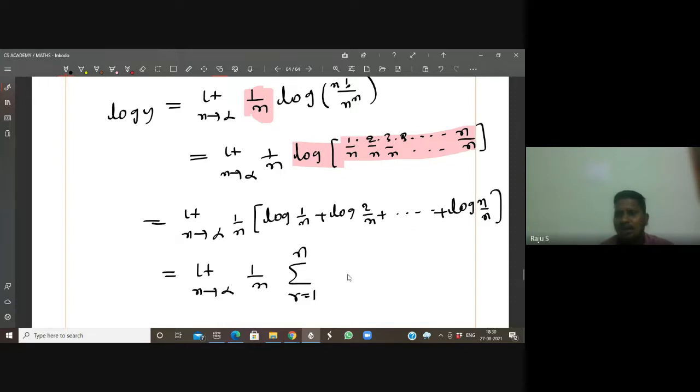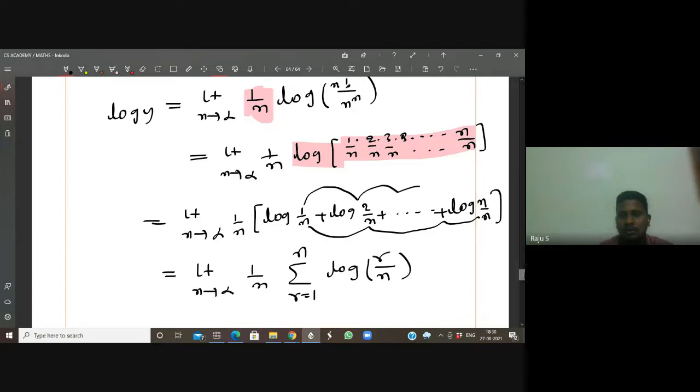What is the value you are changing? Log is there, fix it. The denominator also is fixed, n, everything n. But the numerator alone changes: 1, 2, 3 and so on. Whatever it is changing, call it r. Got it?